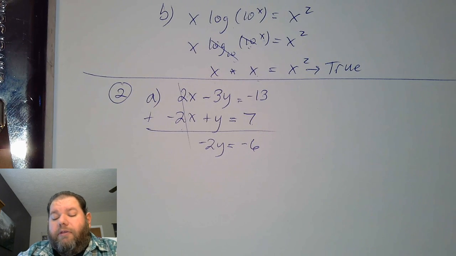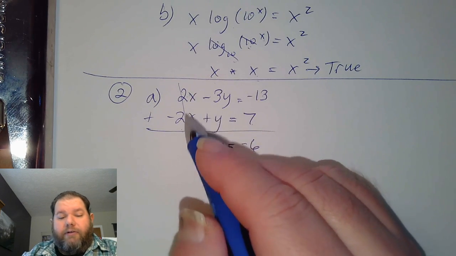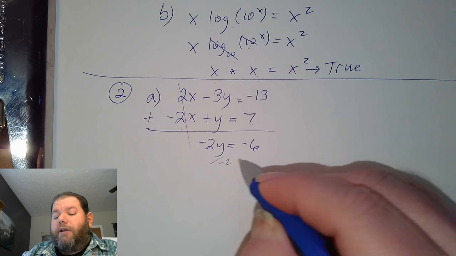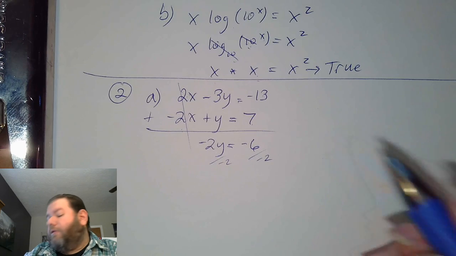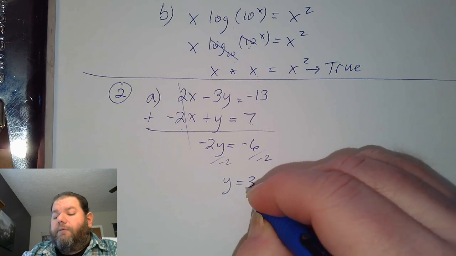Now, if nothing cancels, we don't want to add it together just yet. We need to multiply one or the other equation by a number so that something does cancel, and then we can solve for the other variable. This one's set up very nicely for us in that the x is already canceled out, so we can just solve for y by dividing by negative 2. And so we get y is equal to 3.